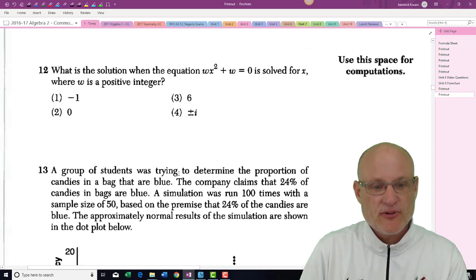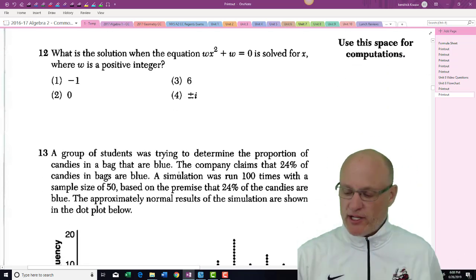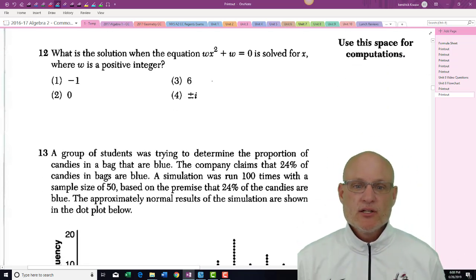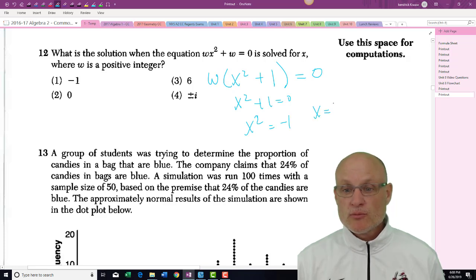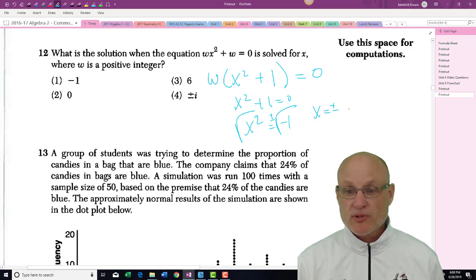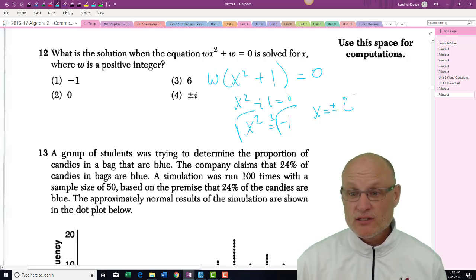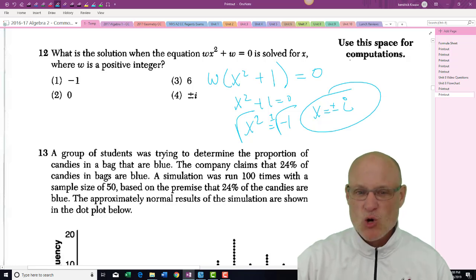All right, last one for this video. What is the solution for this equation? Oh, my goodness. Are you kidding me? So I'm going to factor out a w. x squared plus 1 equals 0. So set this equal to 0. X squared plus 1 equals 0. X squared equals negative 1. X equals plus or minus. Now, when you take the square root, you got to put a plus or minus. So it's plus or minus the square root of negative 1, which is i. I was hoping you'd get that.